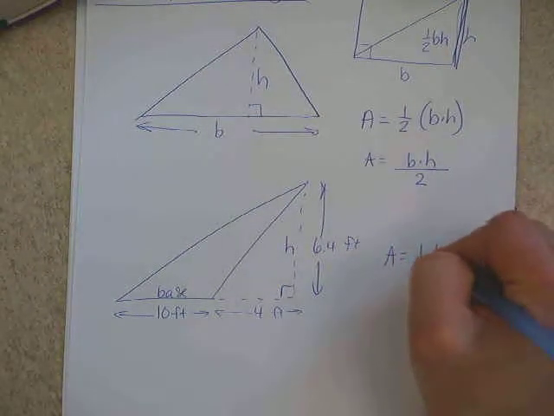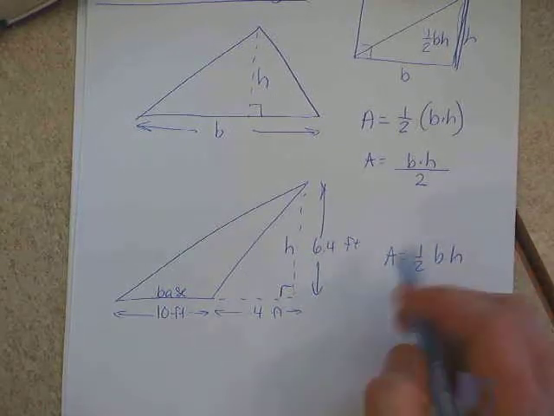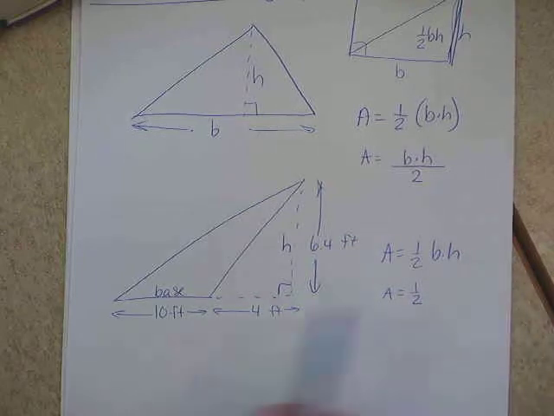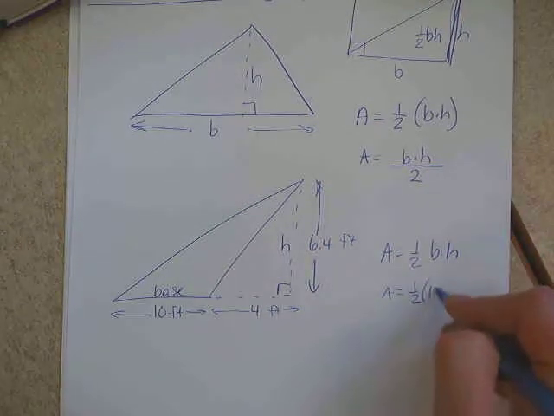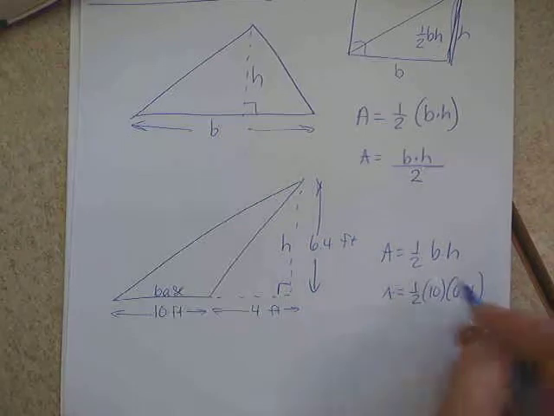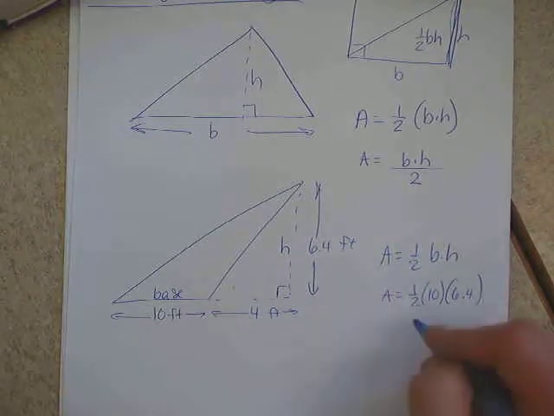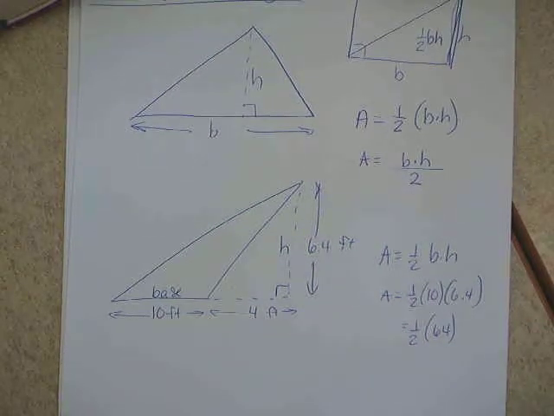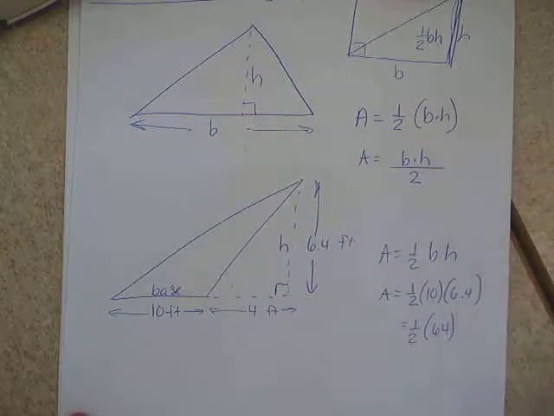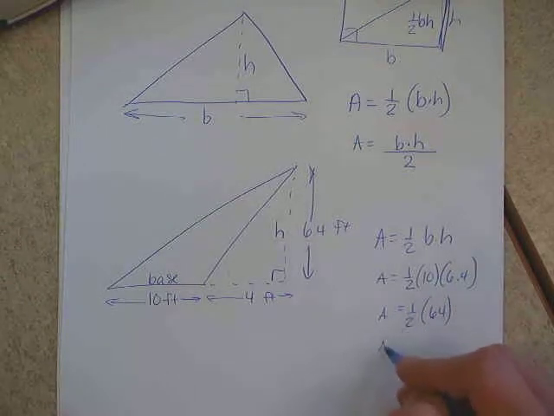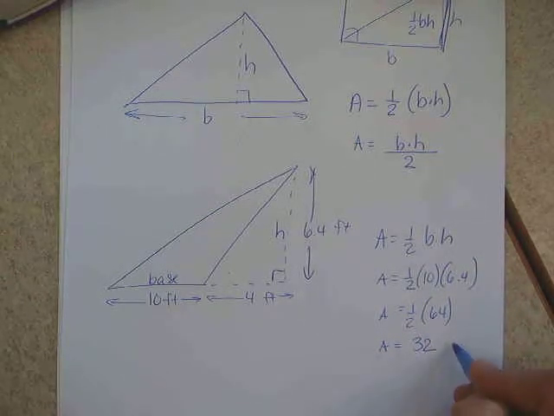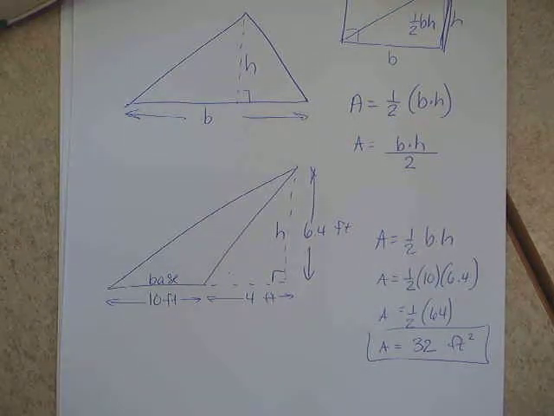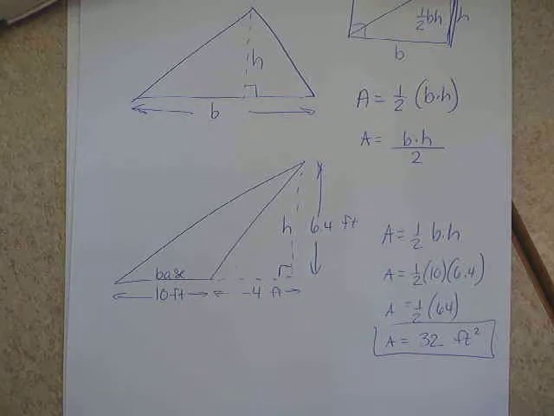So if we do area is 1/2 base times height, or base times height over 2, whichever you like. Area is 1/2 times 10 times 6.4. So it'd be half of 64, or 64 divided by 2 if you're using that. So area would be 32 square feet.